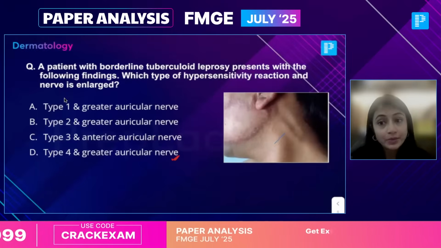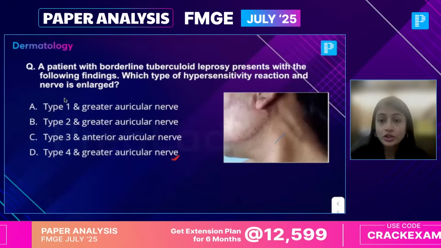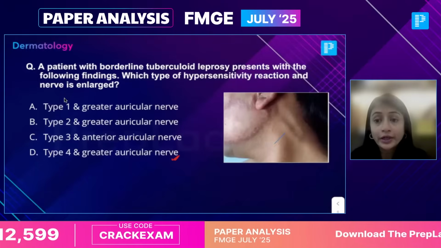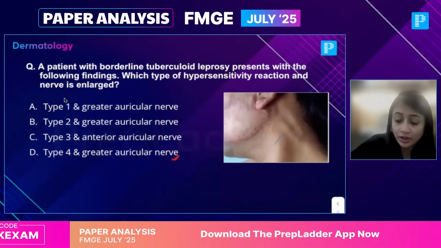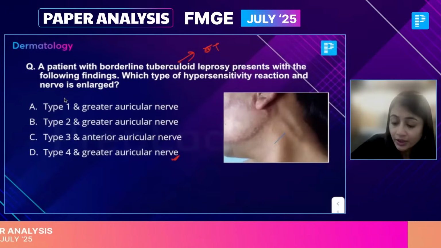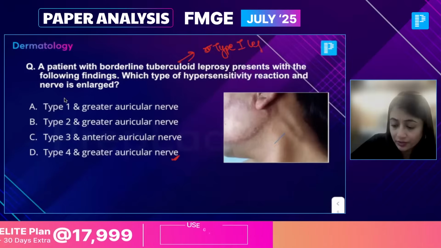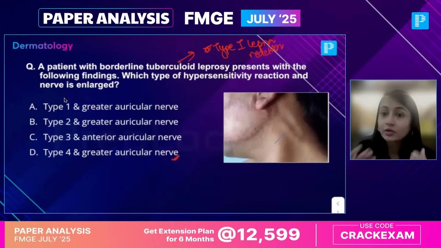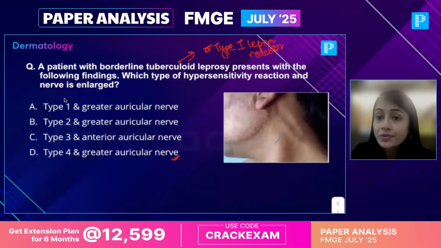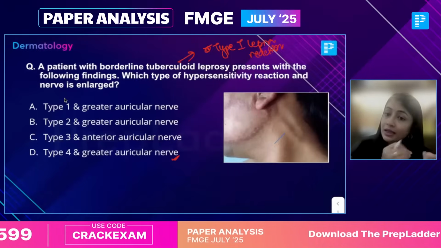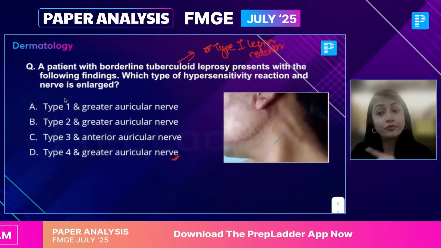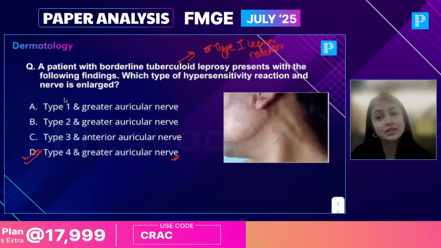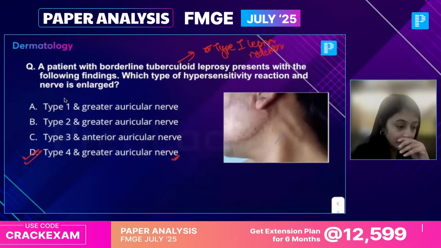Now, coming to the hypersensitivity reaction, they've given you in the question that it was a patient of borderline tuberculoid leprosy. We know that borderline tuberculoid leprosy is prone to what kind of lepra reaction? In BT leprosy, we usually see type 1 lepra reaction, in which the existing lesion becomes more red, more inflamed, and there may be a nerve abscess. And this type 1 lepra reaction is a type of type 4 hypersensitivity reaction. So my answer here would be type 4 hypersensitivity reaction, and the nerve that is seen is the greater auricular nerve.